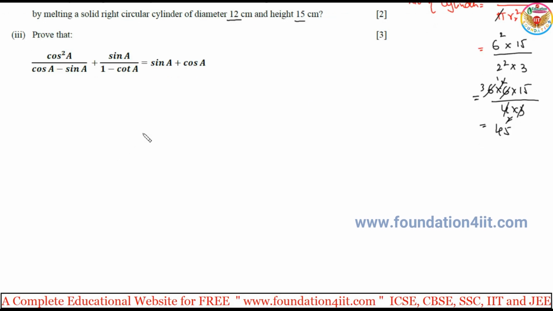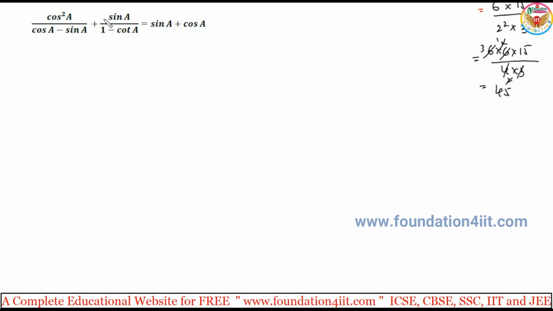Let us see this proving question. Prove that cos square a by cos a minus sin a plus sin a by 1 minus cot a is equal to sin a plus cos a. Let us take LHS first and simplify using the trigonometric formulas. We need to get sin a plus cos a.